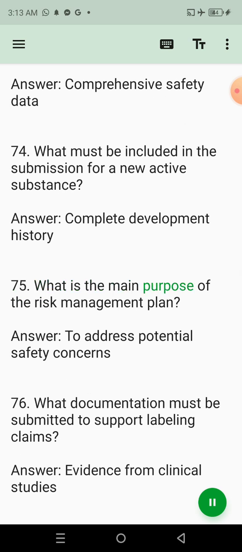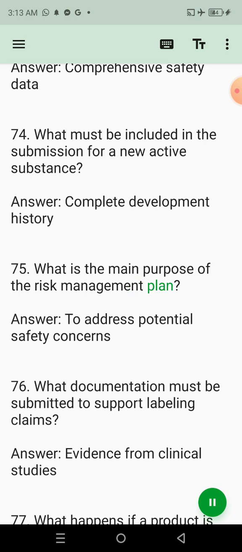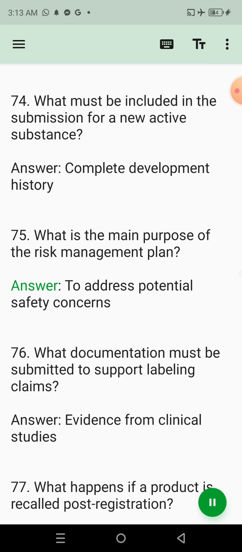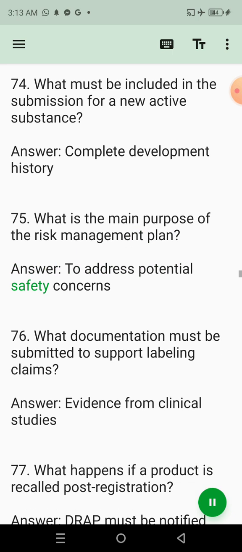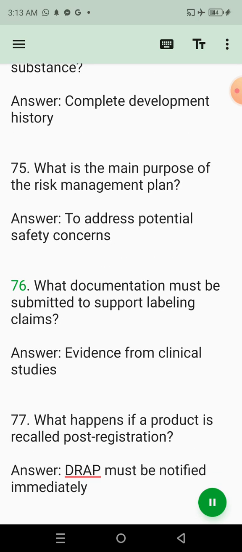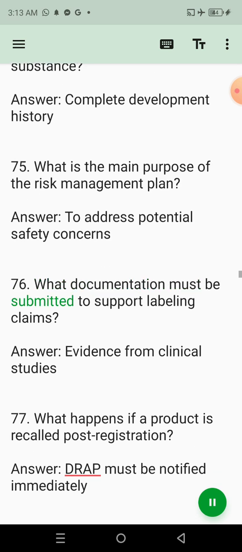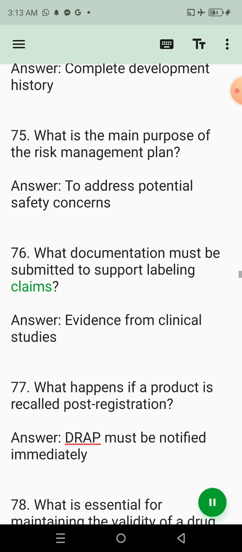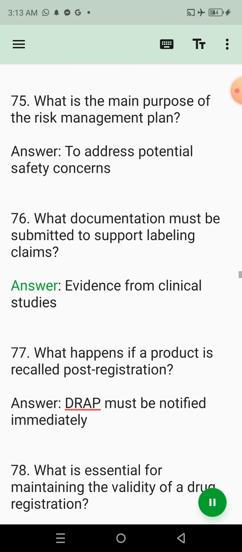75. What is the main purpose of the risk management plan? Answer: To address potential safety concerns. 76. What documentation must be submitted to support labeling claims? Answer: Evidence from clinical studies.